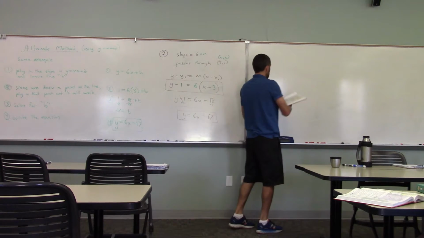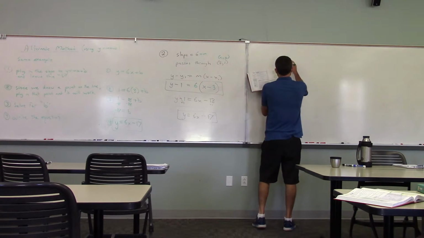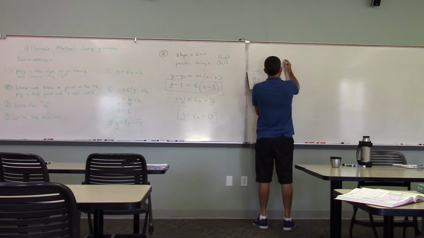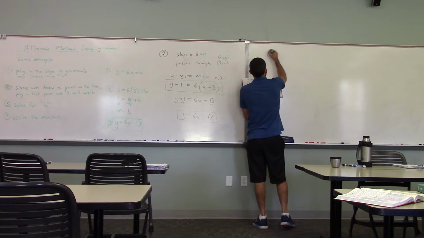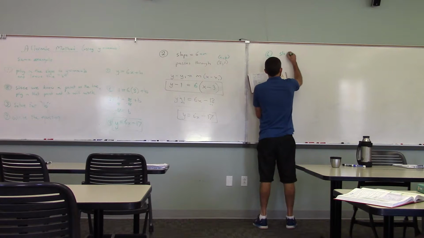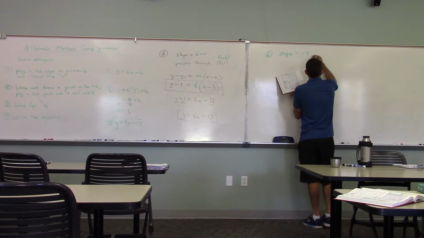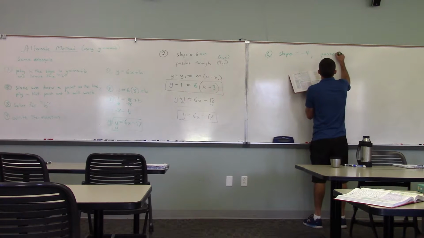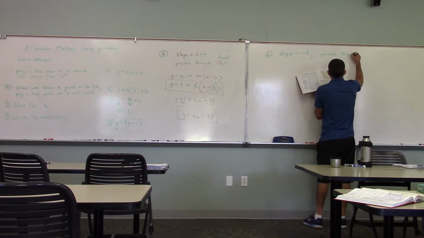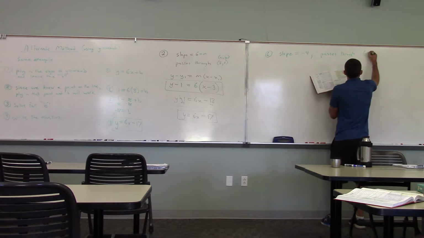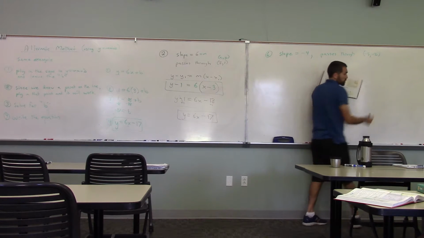Alright, so just one more to practice. Okay, here is number 6. It gives us a slope of -4. It says the path passes through the point (-5, -2). So let's do it both ways.